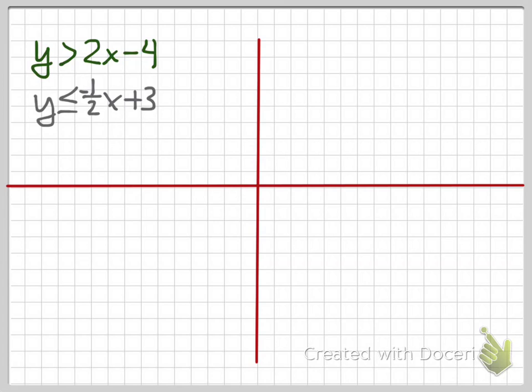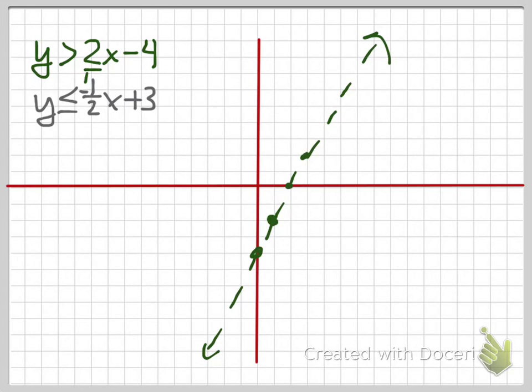Okay, so let's look at this, and we're going to graph y is greater than 2x minus 4 and y is less than or equal to negative 1/2 x plus 3. So again, we start with our y-intercept. We don't worry about the shading until after I've done the lines. So I'm going to start off with the y-intercept, negative 4, and then I'm going to go up 2 over 1. And it's a broken line because there's no line underneath.